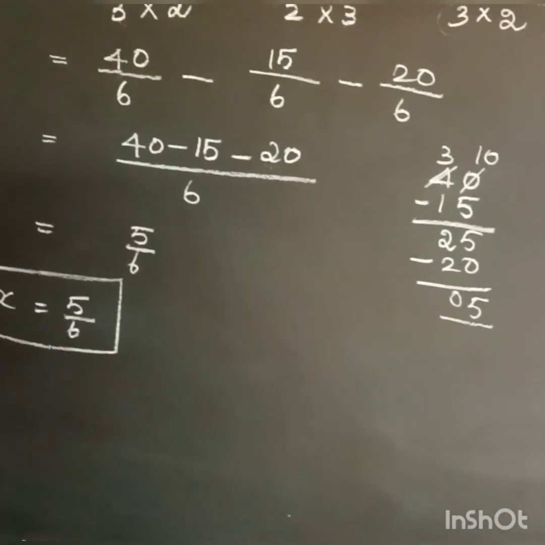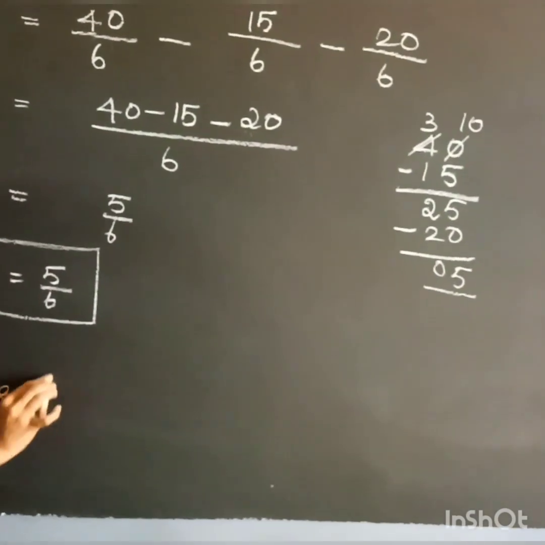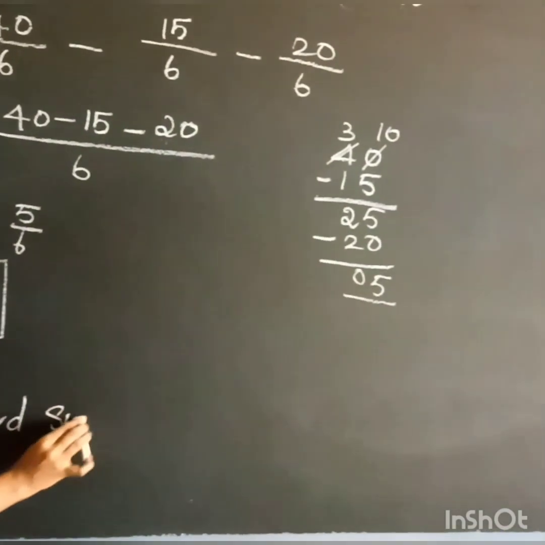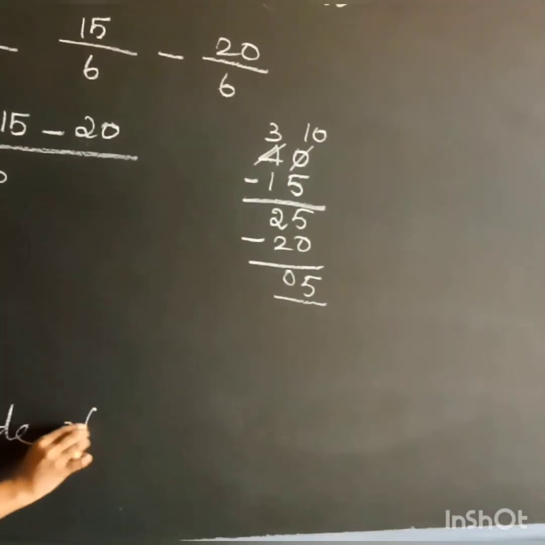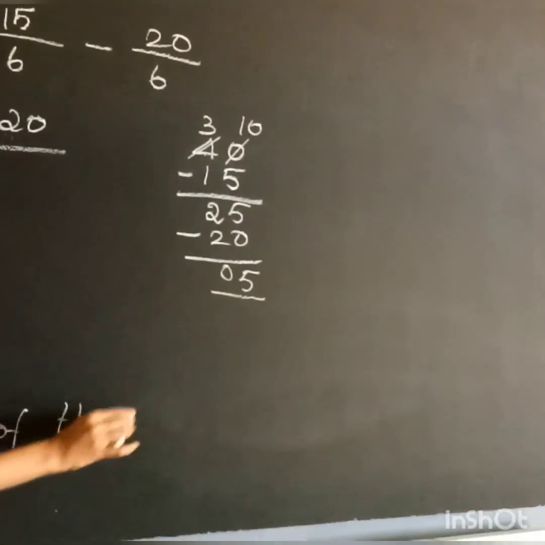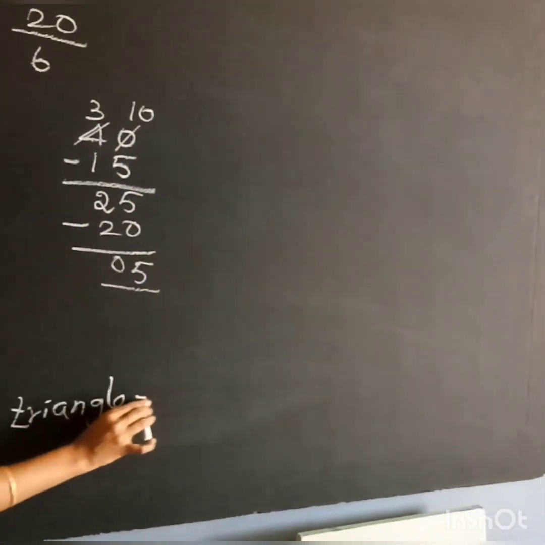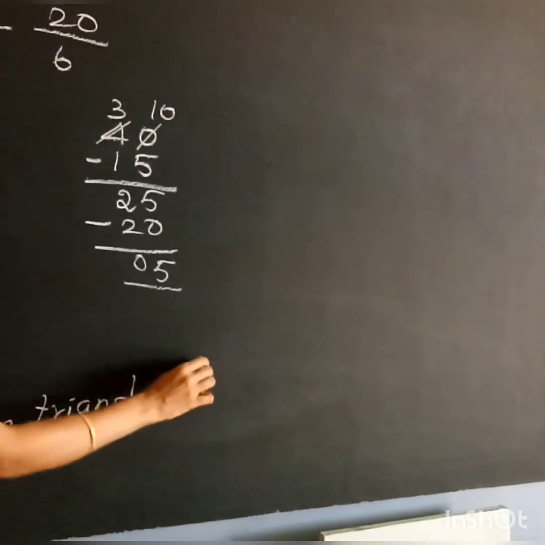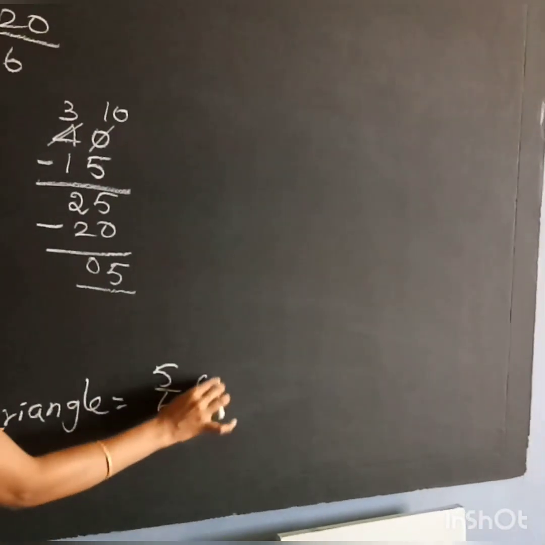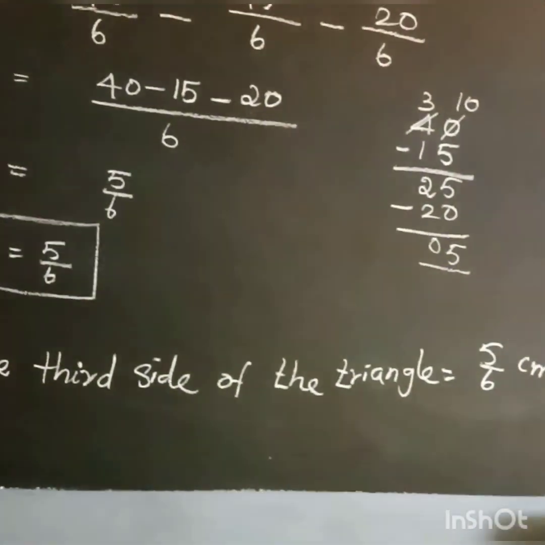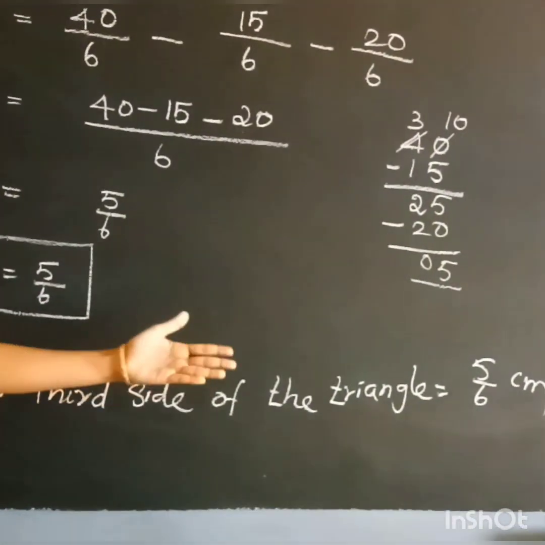How do you complete the answer? The third side of the triangle equal to 5 divided by 6 centimeter. This is the answer. How do you complete? You have to write the statement and then write the answer.